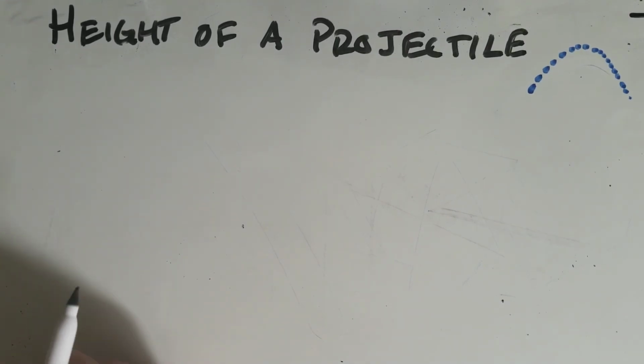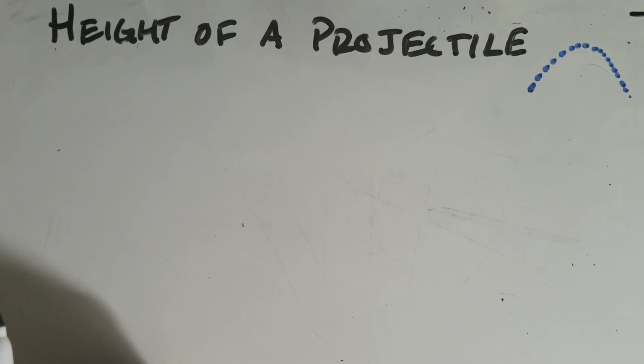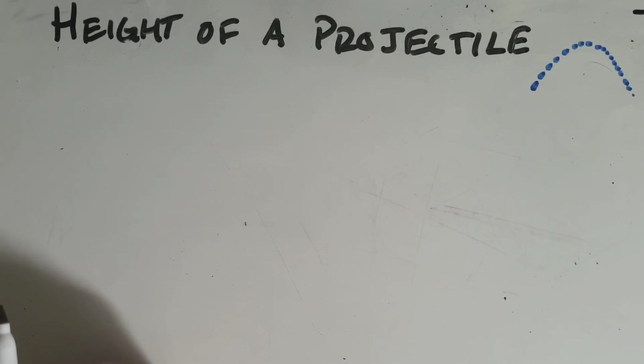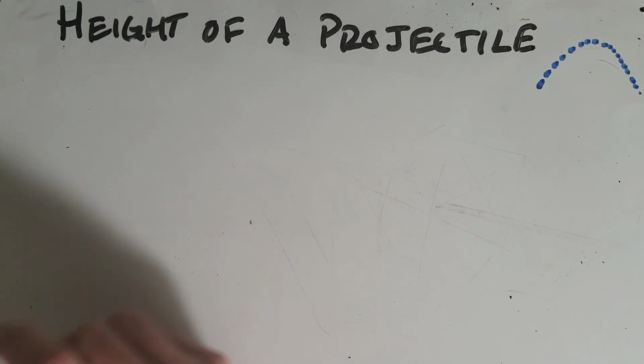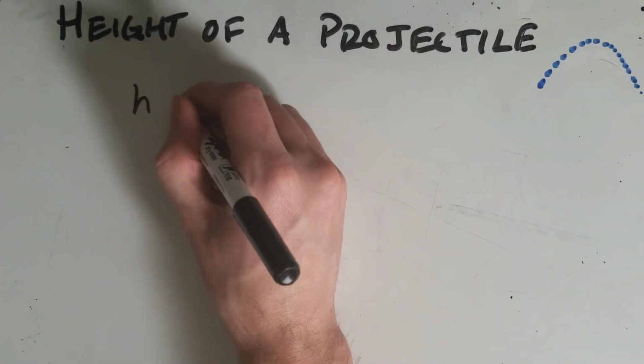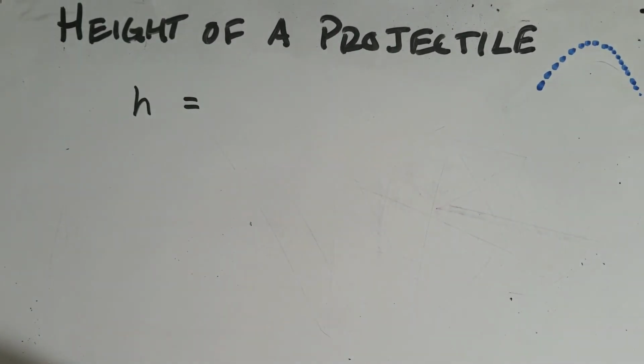So our first question says, Brian throws a discus at the school track meet. The initial height of the discus is 5 feet, and the initial velocity is 38 feet per second. Part A says write an equation to represent the height for any given number of seconds. So we want to find out its height after any given number of seconds.